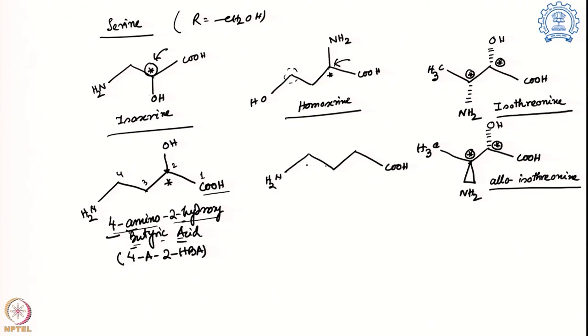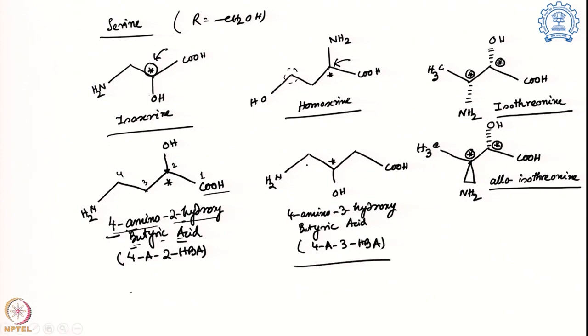And over here, the position of the OH changes, it comes over here. So that is the only change. So the name will be very similar. It is still 4-amino, but 3-hydroxybutyric acid. In short form, 4A3HB. So this has also been found in the Murchison meteorite. So you can see they are all different versions of hydroxyl based amino acid.